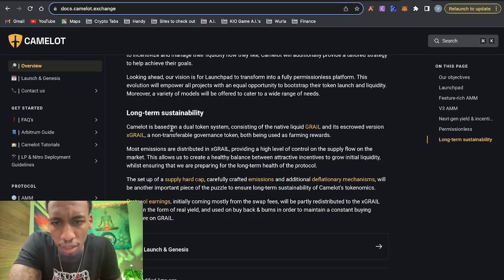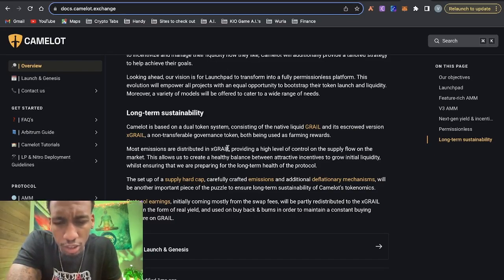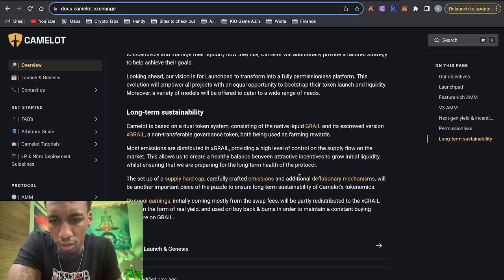So it says Camelot is based on a dual token system. This isn't nothing new, consisting of the native liquid Grail token and its escrow version, xGrail. It's a non-transferable governance token, with both being used as farming rewards. And it says most emissions are distributed in xGrail, providing a high level of control on the supply flow on the market. This allows them to create a healthy balance between attractive incentives to grow initial liquidity while ensuring that we are preparing for the long-term health of the protocol.